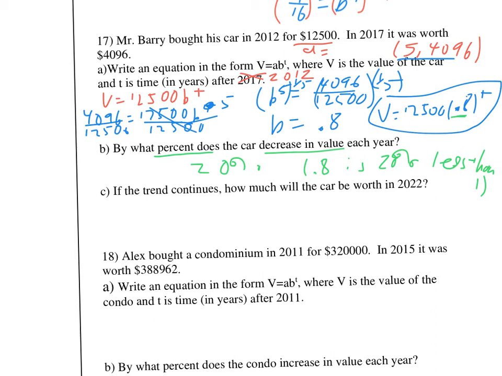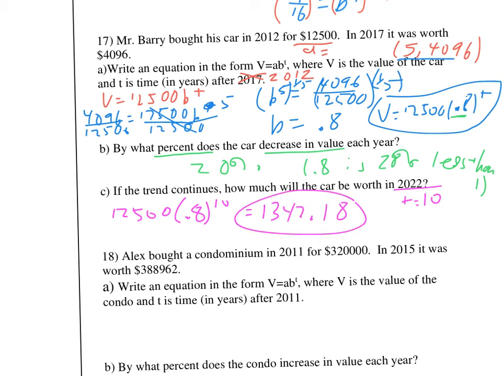All right, next up here, I'm going to answer the last question. So how much will it be worth in 2022? And so that's t equals, let's see, we're starting at 2012. It's just going to be t equals 10. And so 12,500 times 0.8 to the power of 10. And so that's going to be 1342.18 if you round that to the nearest penny.